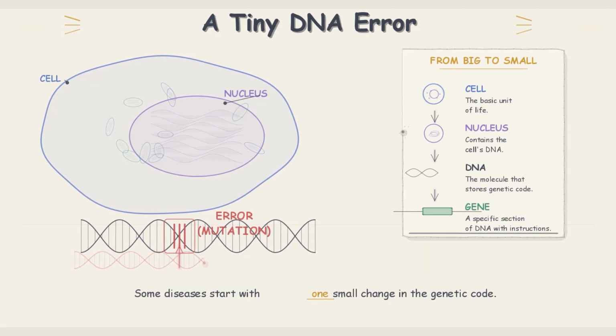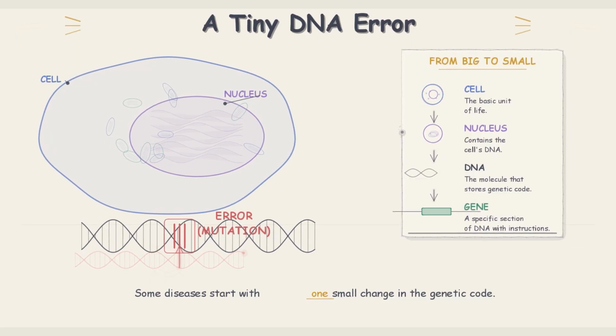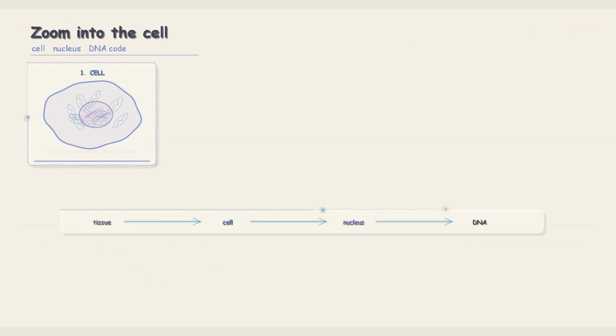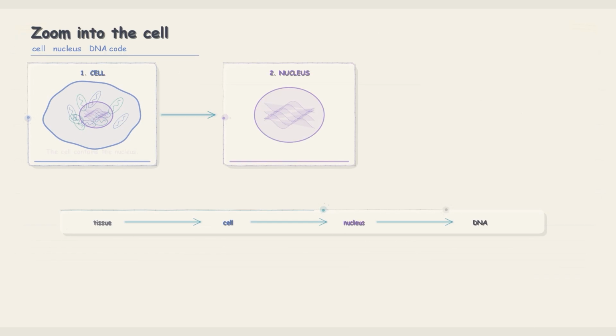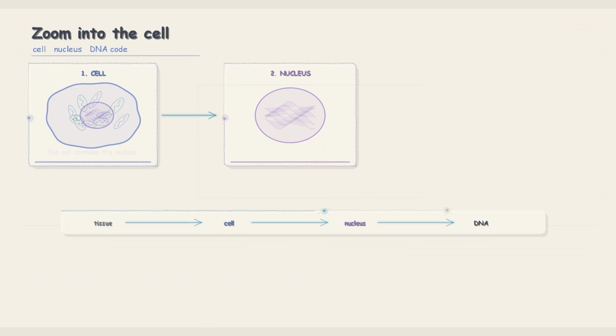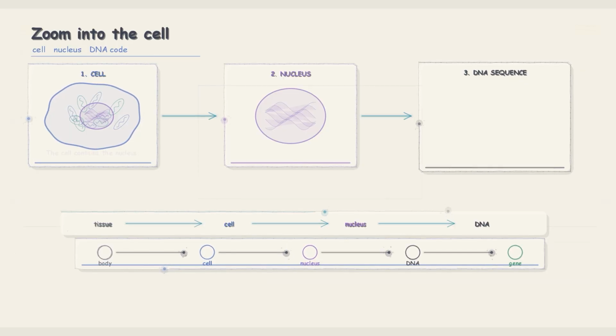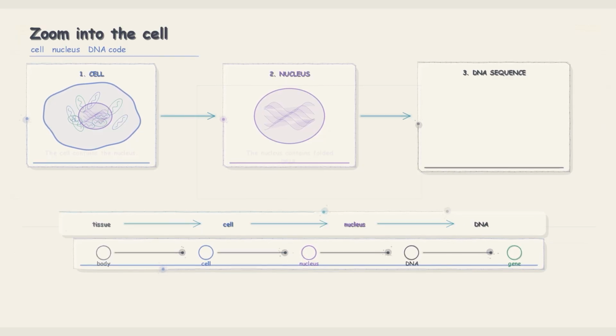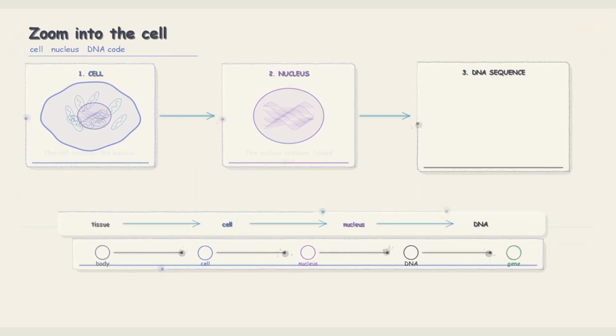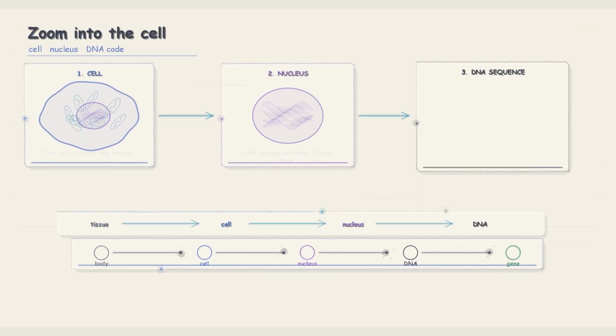First, we need to zoom from the whole cell down to the code. The cell contains a nucleus, and the nucleus contains DNA. A gene is a useful section of DNA that gives the cell instructions. The question is, how can a tool find one small section inside so much code? We move from the cell to the nucleus, then to the DNA itself. Inside the nucleus, DNA is packed and folded, but it still follows a sequence.